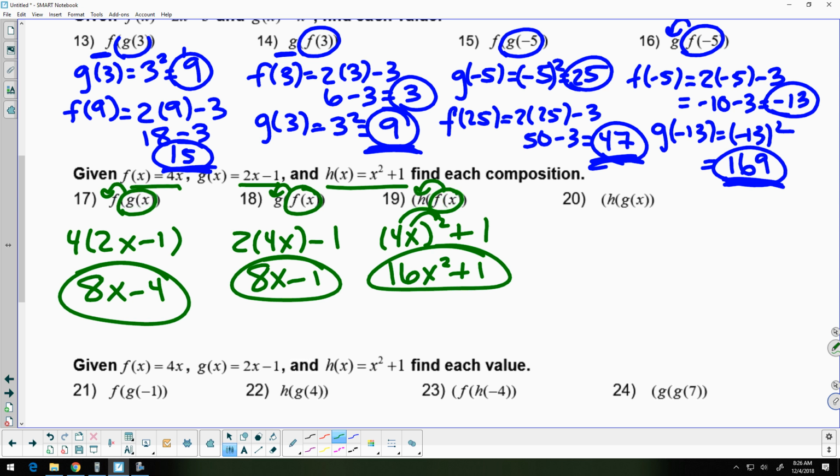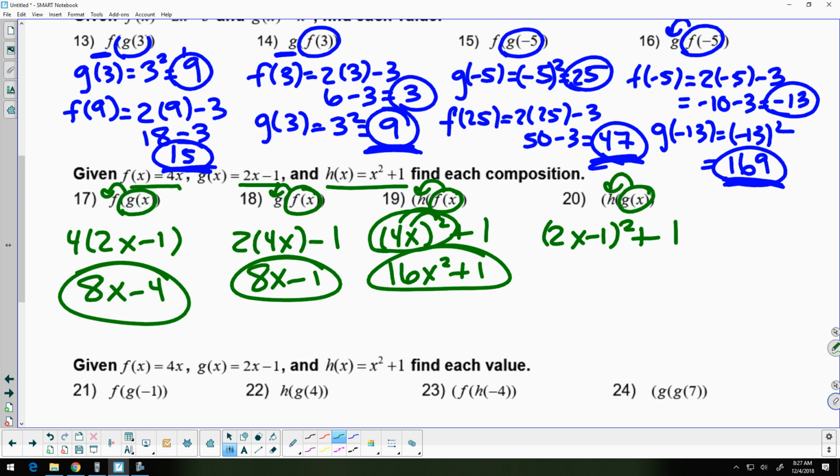And the last one, now we're going to plug g into h. So g of x plugged into h of x would make that 2x minus 1 squared plus 1. Again, when you square a binomial like 2x minus 1, you can't just square both terms. It's not like a monomial. It's not like we did back here where you just square both terms and then you're done.